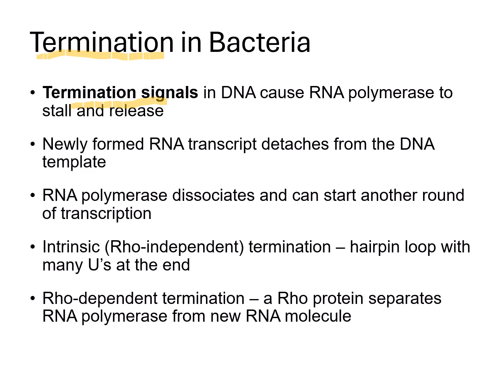There are 2 main mechanisms: either intrinsic, which is also known as rho-independent termination. This involves an RNA hairpin loop, followed by a stretch of U's that causes RNA polymerase to pause and release, or rho-dependent termination, which requires a rho protein. This binds to the RNA, moves along it, and helps detach that RNA transcript from the DNA. In both cases, the result is a newly formed RNA molecule that separates from the DNA template.